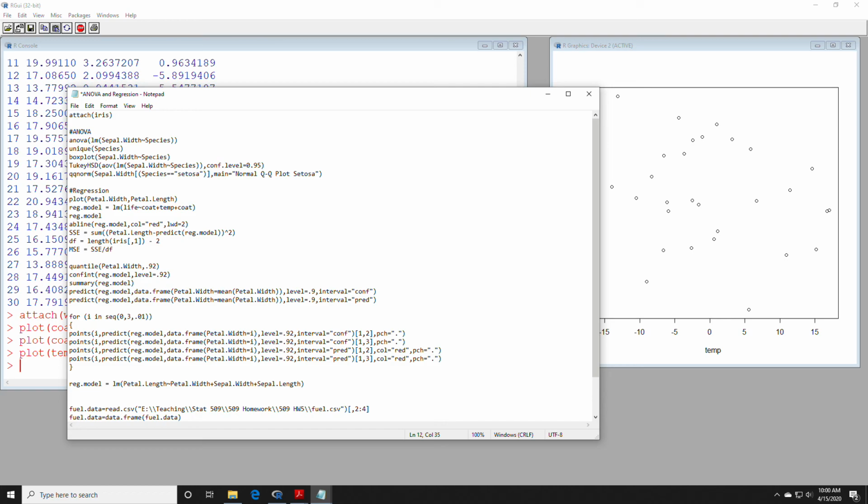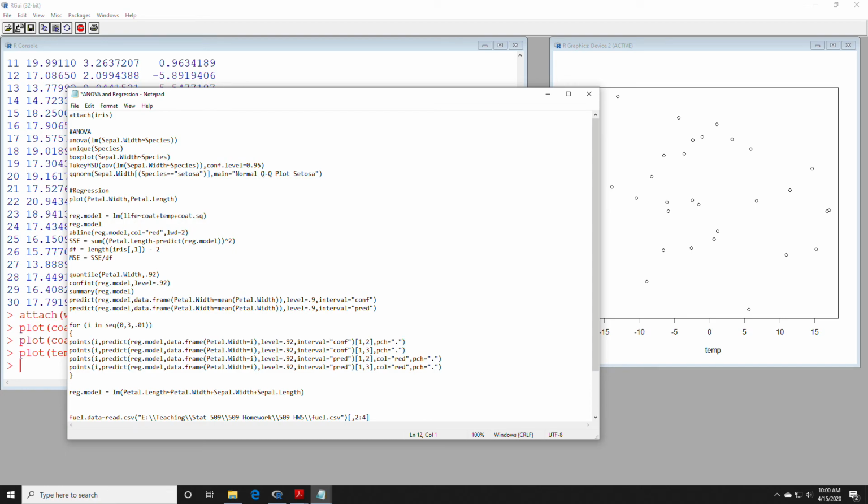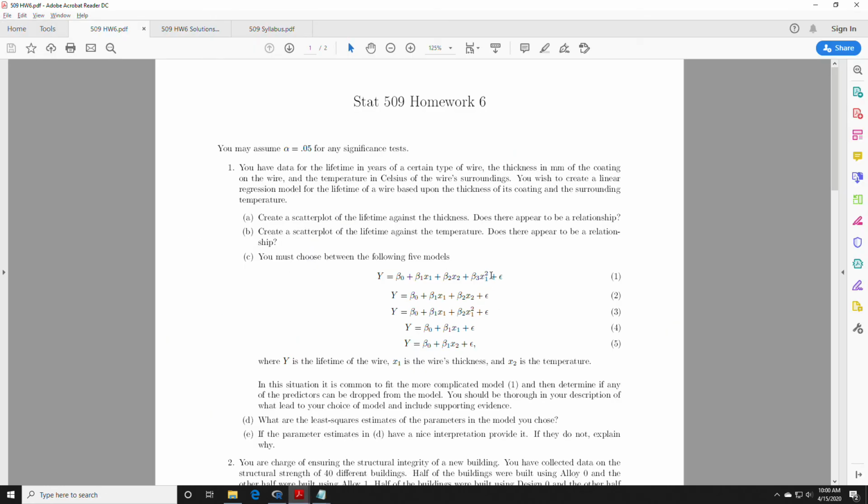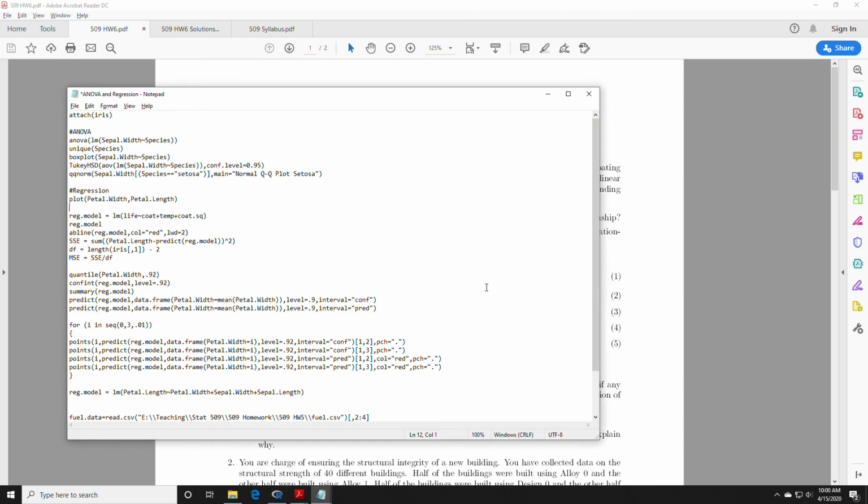I'll call it coat.sq, squared coding. Okay, there is one additional step that we have to do, which is sad that we can't simply put coding squared here, right? We want coding squared to be one of the predictor variables.